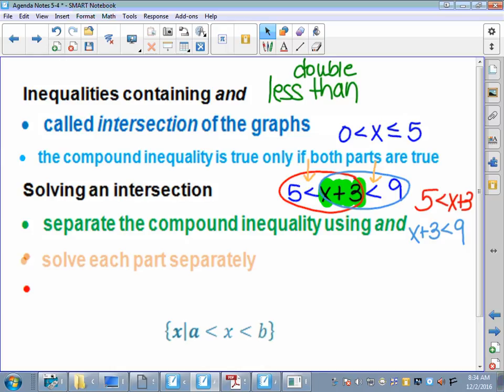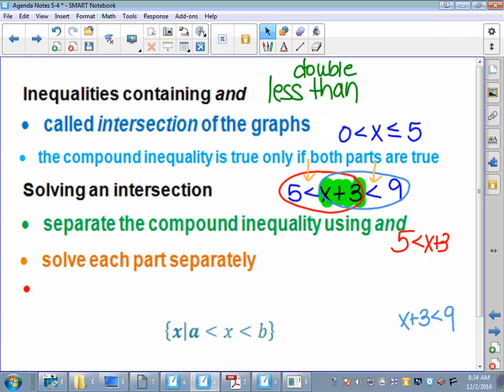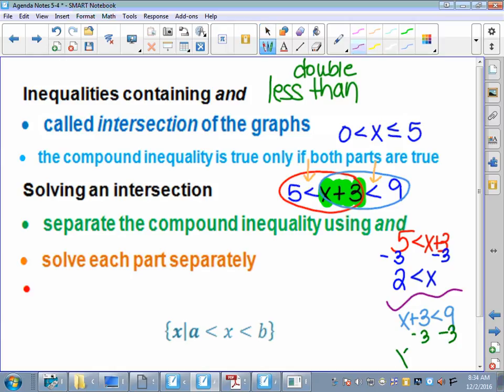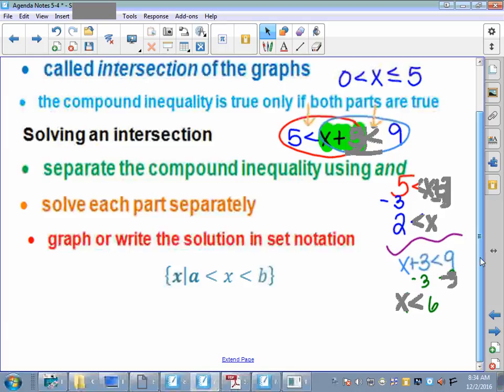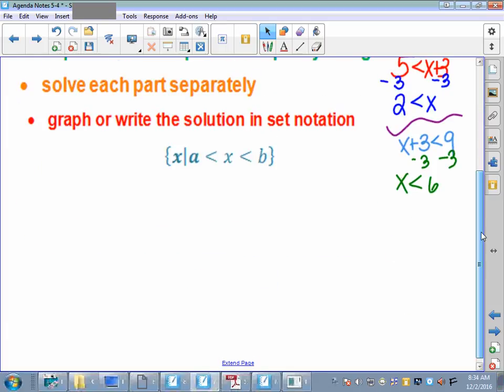Once I've got them separated, I solve them each separately. So if I've got 5 is less than x plus 3, I would subtract 3 from both sides. So I would say 2 is less than x. My other one, if I've got x plus 3 is less than 9, looks like I should subtract 3, so I've got x is less than 6. So now I've got two solutions, and we can either graph or write those solutions in set notation.